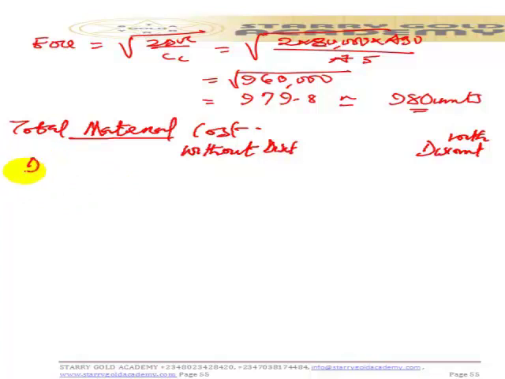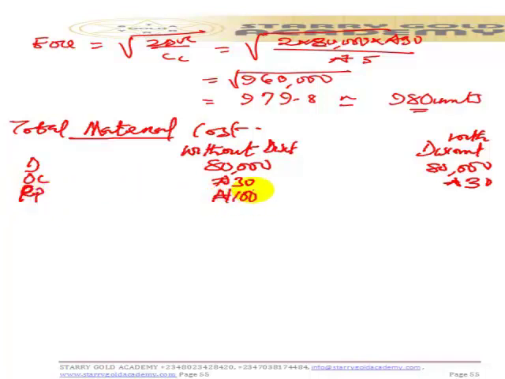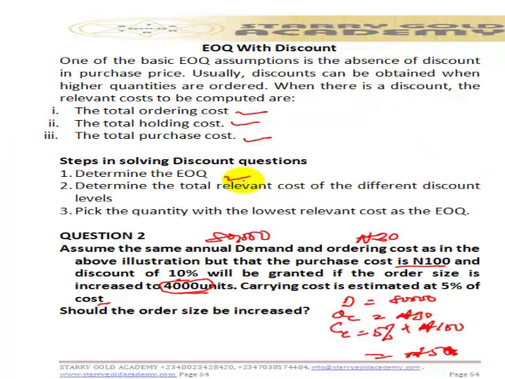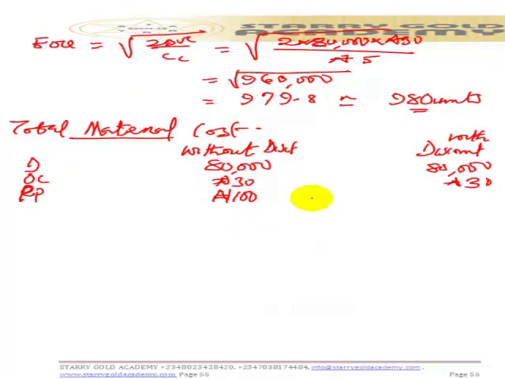Now, our annual demand, whether the discount is accepted or not, remains 80,000. Our ordering cost will not be affected. That will be 30 naira, and this will be 30 naira. But let me pick the purchase price first. Currently the purchase price is 100 naira without discount. But if the company accepts the discount, we are told that the company will enjoy a 10% discount. So it means 10% will be taken off 100 naira.